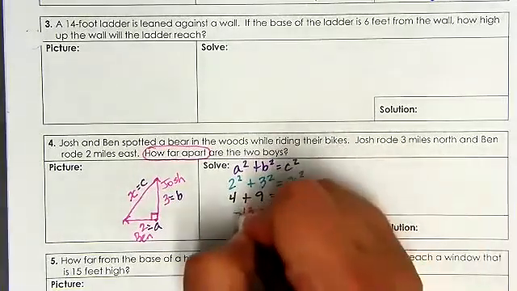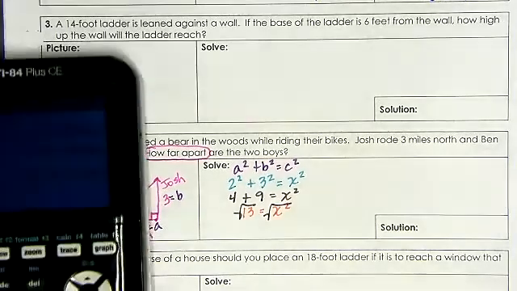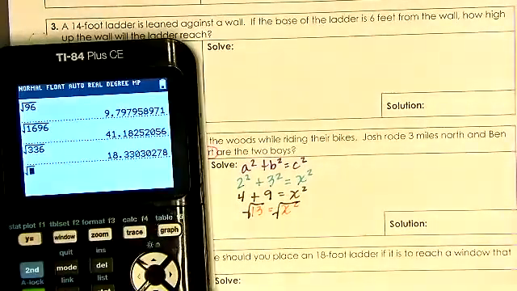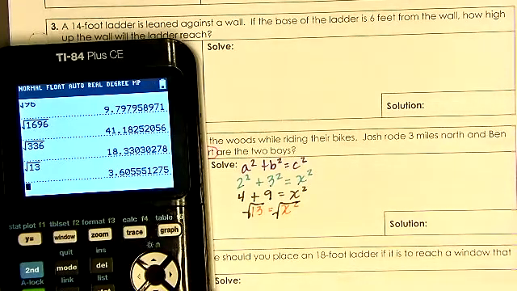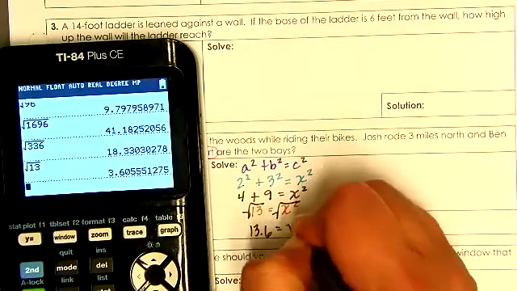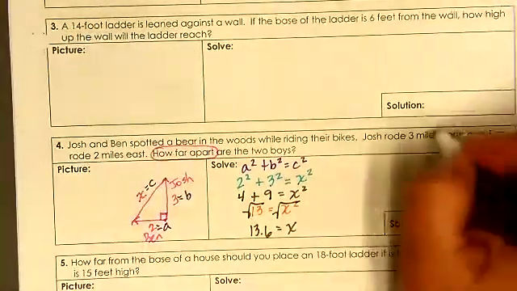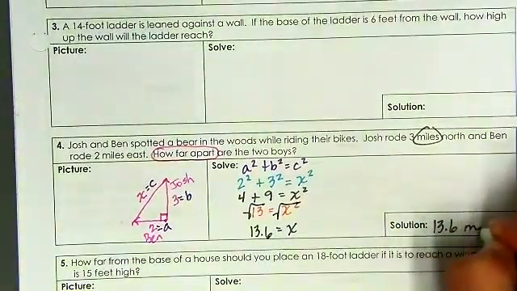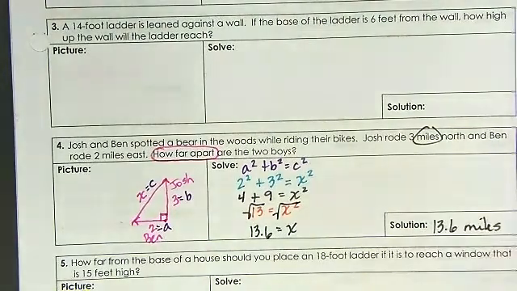Take the square root of each side. So I do second square root, 13, enter. And remember, we're rounding to the tenths. So we have 3.6 equals X. Now, what's our units? Miles. So we're going to say 3.6 miles.